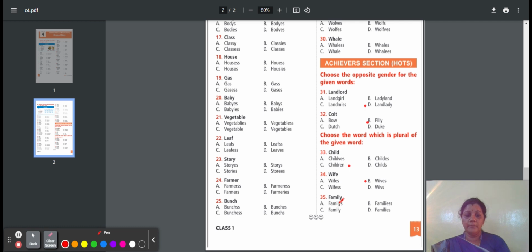35, family. Here the word ends with Y, so we have to remove this Y and add IES. So the option is D, families. Rest of the options are meaningless.